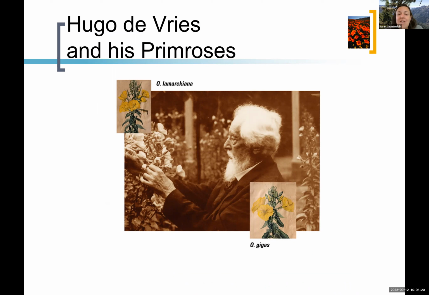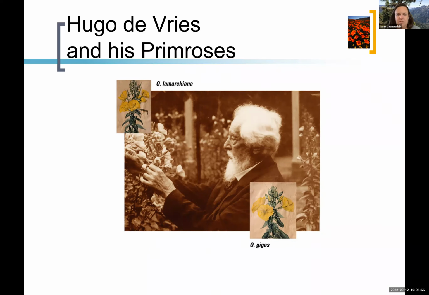One of my favorite examples of sympatric speciation is the primroses that were studied by Hugo de Vries. So that guy's name is Hugo de Vries. I don't care if you know his name, but he studied primroses in his garden, and he was really into trying to get the plants to be bigger and have bigger flowers and be prettier, because that's what people who garden want, right?